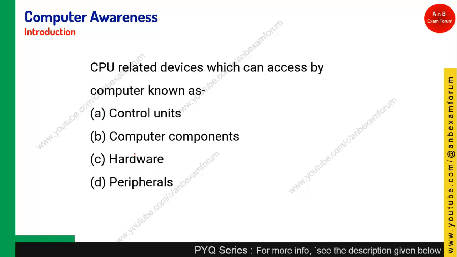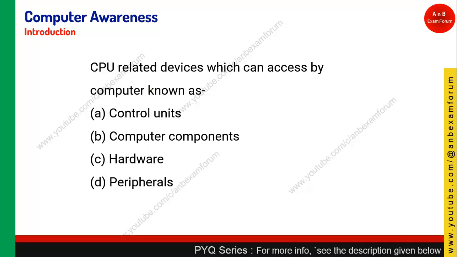Quickly moving to the next question. CPU related devices which can be accessed by the computer are known as what? Okay, this is a very good one. Let's see who can give the answer. This is basically the definition of peripherals. Peripherals are not part of the computer but can be accessed by the CPU. So option D, those who have given it, are very much computer savvy.